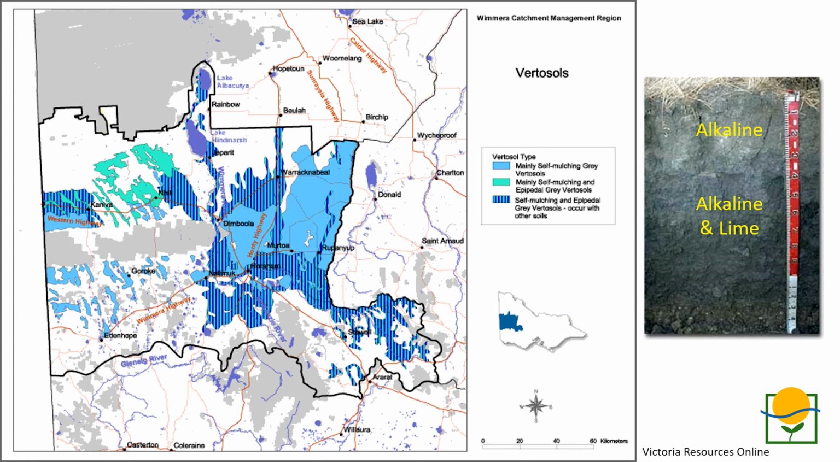Across the Wimmera, with what we'd call the traditional Wimmera plains, there are the self-mulching grey clays, which are the vertisols. Those soils are typically alkaline to neutral at the surface and become very alkaline deeper in the subsoil. There may be free lime present in the subsoil of those vertisols. These soils can hold large amounts of water and typically develop deep cracks as they dry.